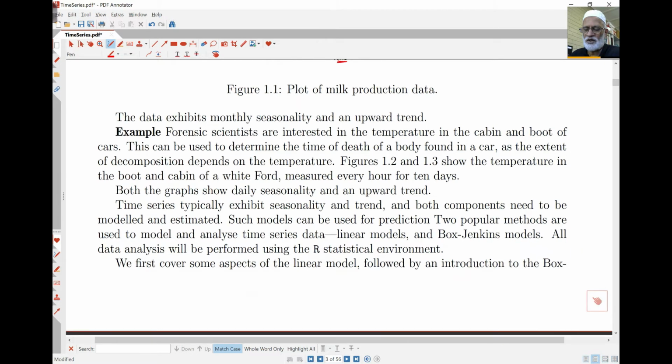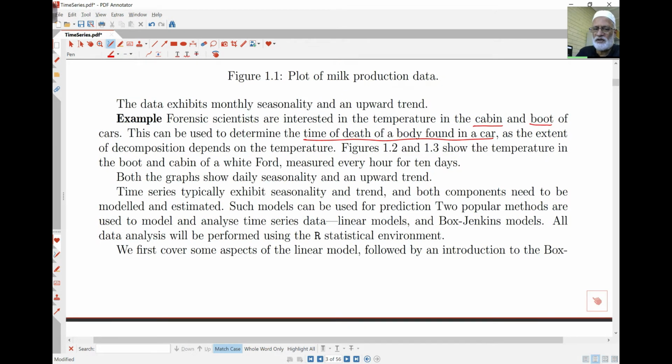The second data set that we shall look at throughout this part of the course is the temperature in a car, in the cabin and the boot. I'll put a paper online for you to look at this. This is interesting because usually this kind of thing in forensic science is used to determine the time of death of a body. Not a very nice thing, but still important from our point of view as statisticians and data modelers here. The extent of decomposition, depending on the temperature, can be used to work out the time of death. So what we have here is the temperature in the boot and cabin of a white Ford, and this is measured every hour for 10 days.